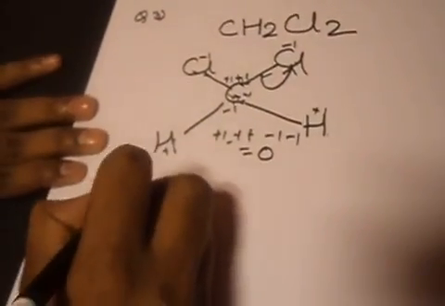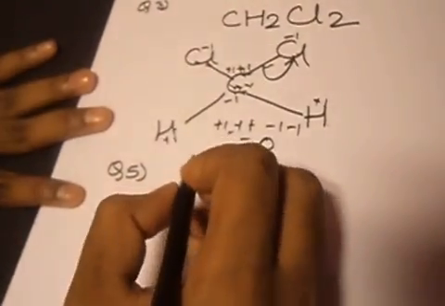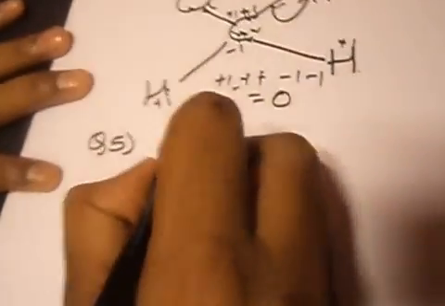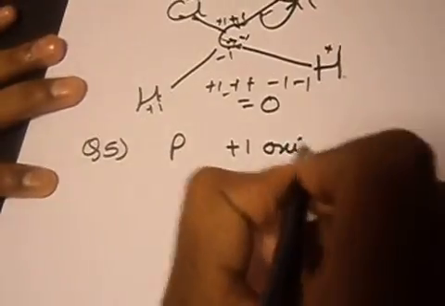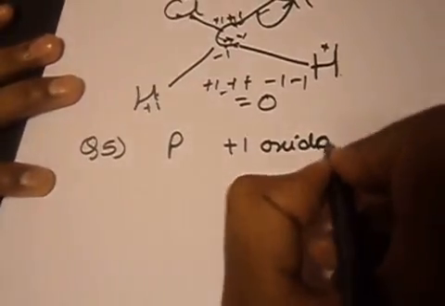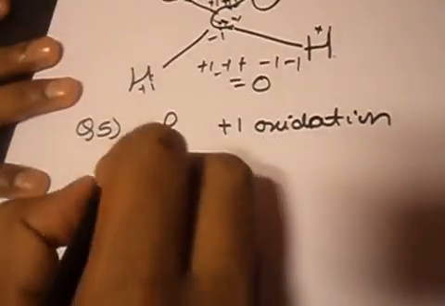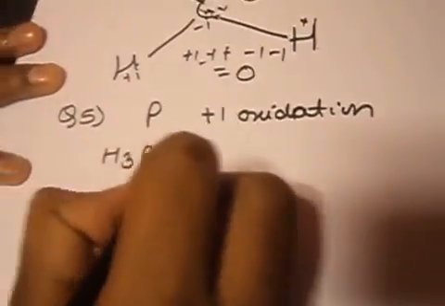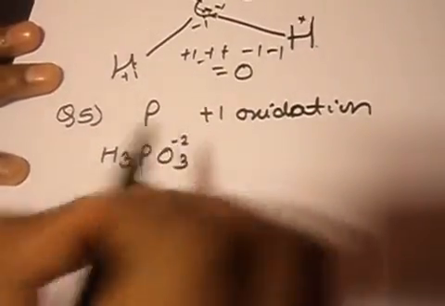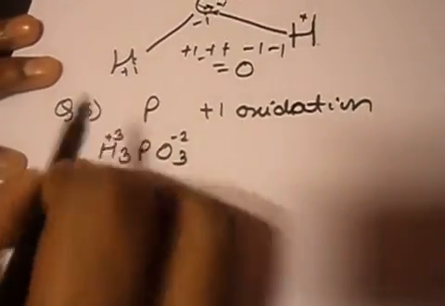Question number 5. I have to look for the compound in which phosphorus is in +1 oxidation state. I can go for the normal checking. If I look at H3PO3, oxygen being in -2, hydrogen being in +1.